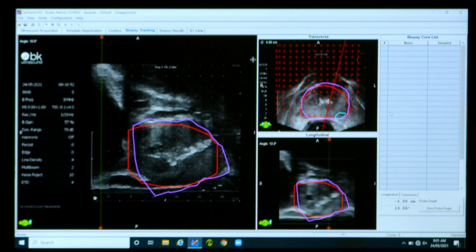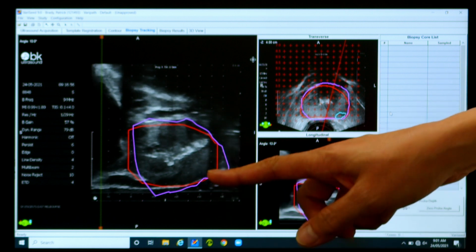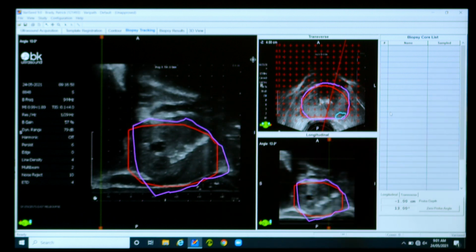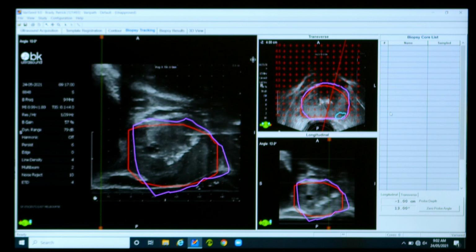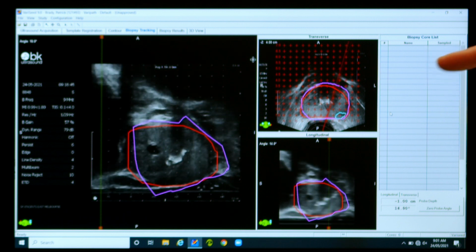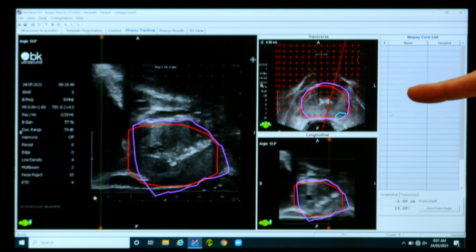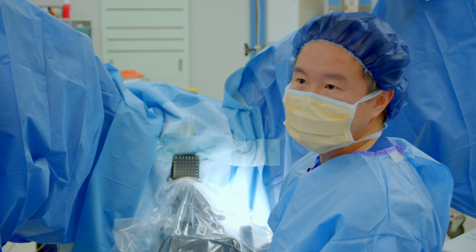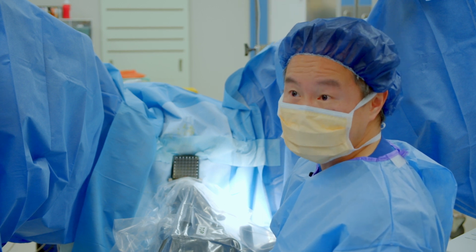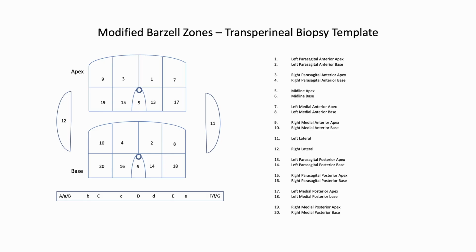We are currently looking at the cross-sectional image of the prostate. The image on the left of the screen is a sagittal plane, which is looking at the prostate from left to right. The top right corner image is an axial plane, which is the plane that divides the body into the upper and the lower part. Now that I've finished the target, I do a systematic biopsy, which is a sampling of the prostate, which is divided into 20 zones.